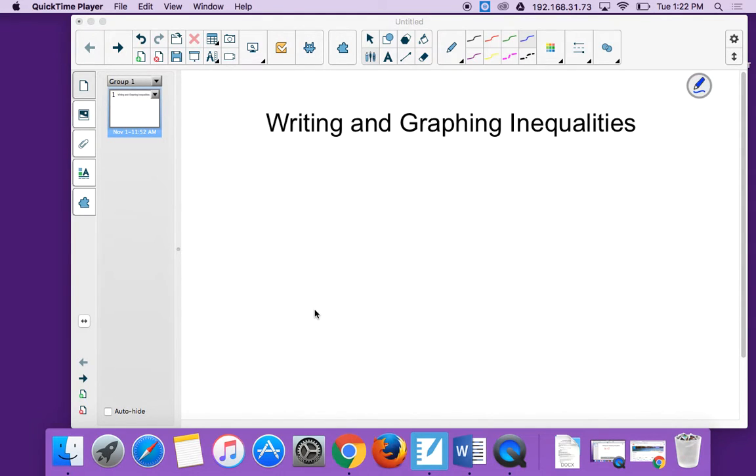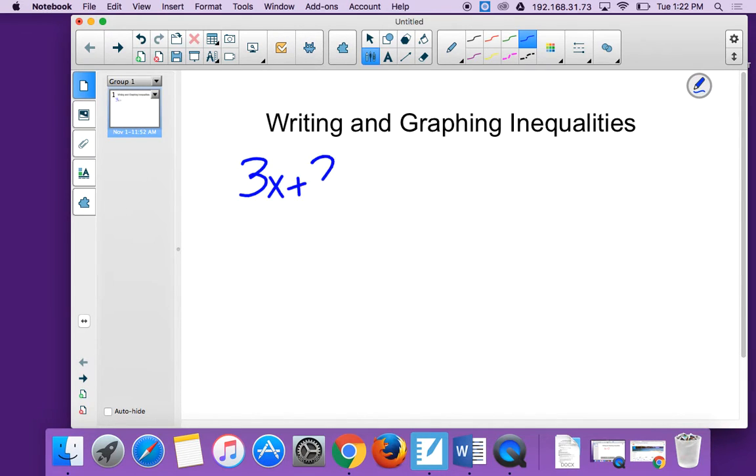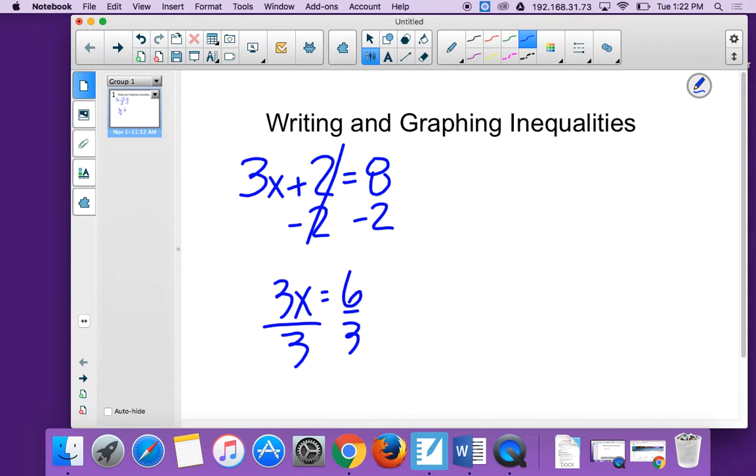All right, this is writing and graphing inequalities. Just a refresher: inequalities and equations are very similar. If I do 3x plus 2 is equal to 8 and solve that equation, the goal is the same. We're trying to get the variable by itself. We're going to do the inverse by subtracting 2 from both sides. You get 3x on the left equals 6. Then you do the inverse, divide by 3 to get the variable 100% by itself, x equals 2.